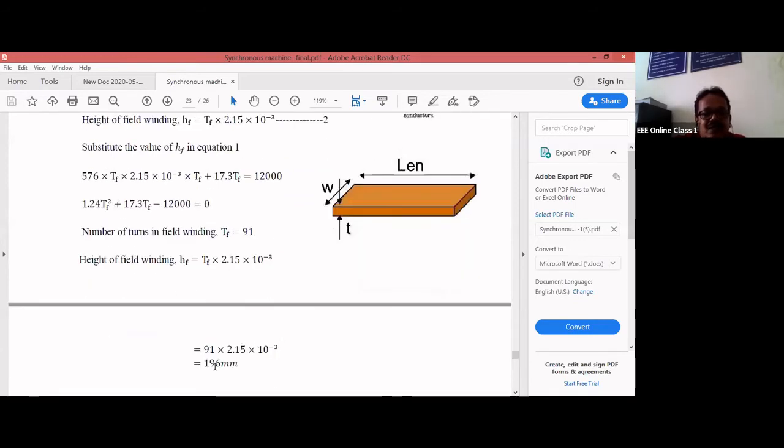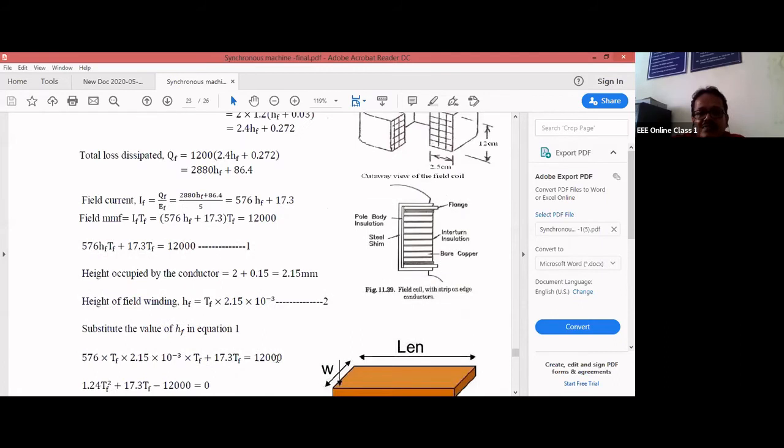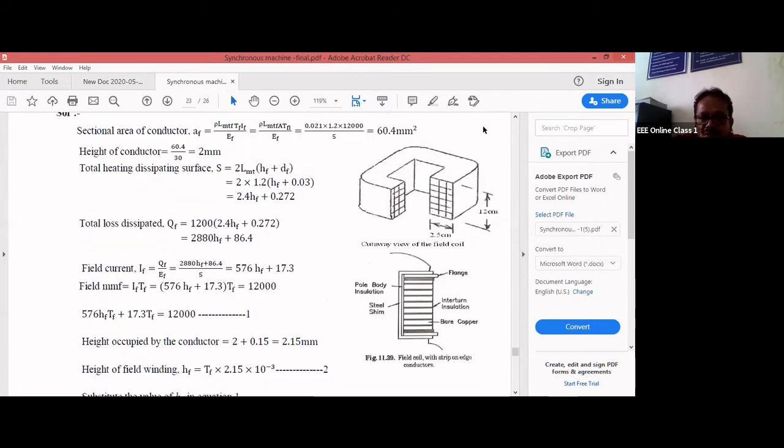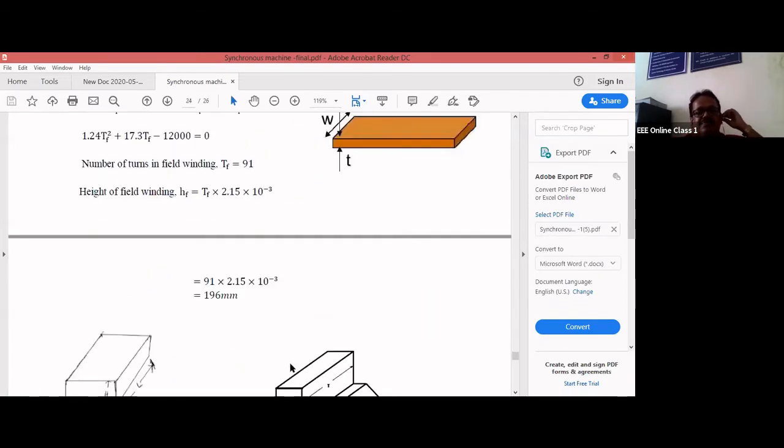The height of the field winding comes out to 196 mm. This height is from the flange up to here, 196 mm. In between, there will be insulation of 0.15, which is a single layer. Here we got 3 layers, but this is a single layer. After that 2 mm, there will be an insulation of 0.15. This is the solution for this problem where you have to find out the HF.